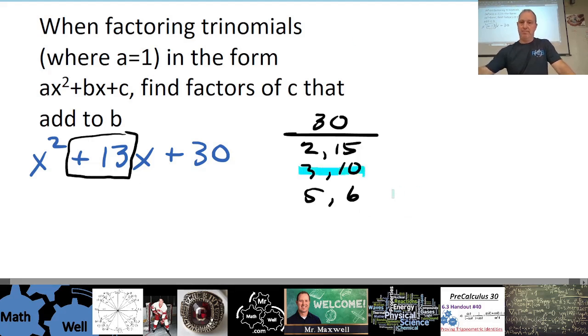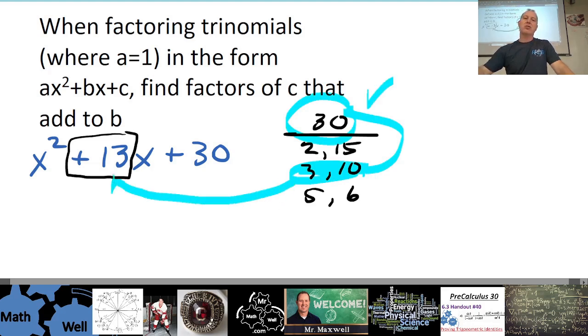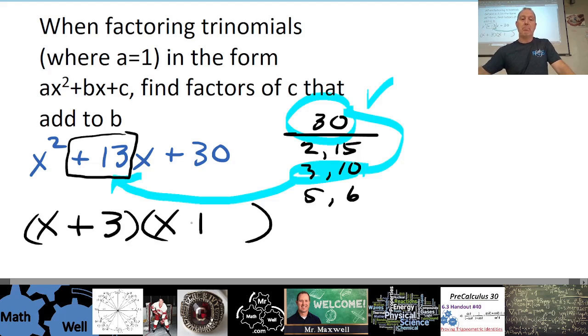3 and 10. Look at that. 3 and 10 multiplies to 30. Ding, ding, ding. 3 and 10 adds to 13. Ding, ding, ding. We have a winner, folks. Okay, so the other parts are easy, like 2 binomials, x squared, that's easy, x times x. The numbers that I complete these binomials are going to be what? Plus 3, plus 10.